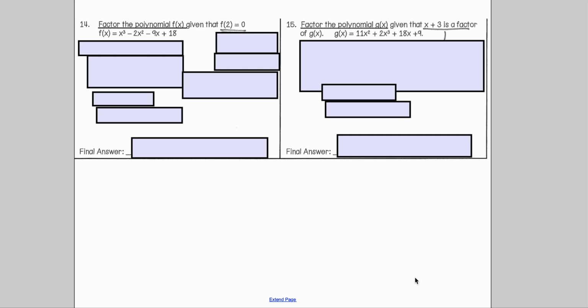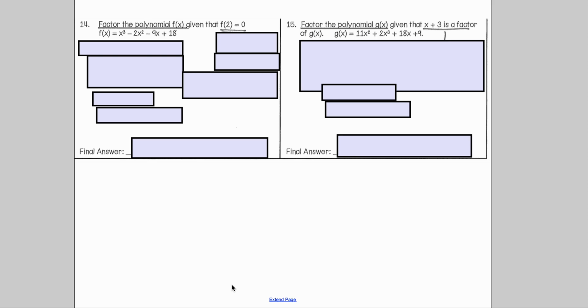Okay, question 14. Very similar to numbers 12 and 13, but a little bit of a very subtle difference. First difference is that they are telling you one of the factors. So in both question 14 and 15, this underlined f of 2 equals 0 and this x plus 3 is a factor. Both of those things are telling you here is a factor, right? As opposed to in number 12 and 13, it was saying determine whether this is a factor. Like we weren't sure. In these two questions, we are sure. They are handing us one of the factors on a silver platter.